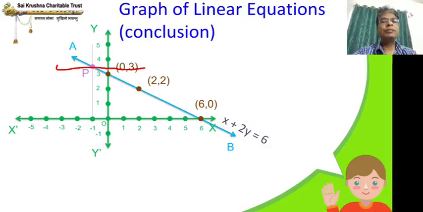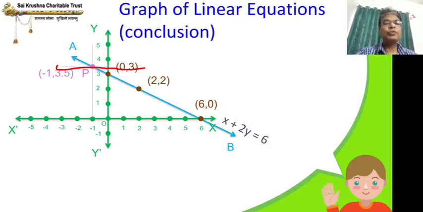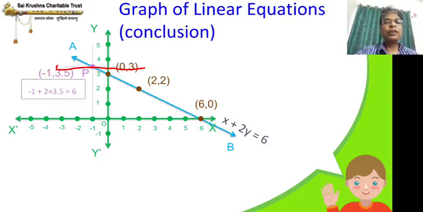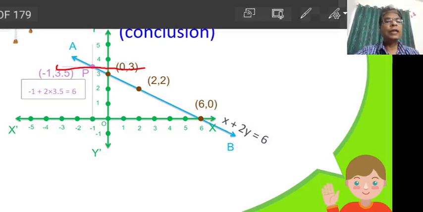Let us see whether it is 3.5. Yes, it is. P is (-1, 3.5), and then I am going to substitute this in the equation and see whether it is matching. -1 plus 2 into 3.5 equals 6. Yes. That means we have just assumed only one value of x, and we are able to find the value of y without solving the equation. The equation which we solved here is only for cross checking. Now I will remove that line.